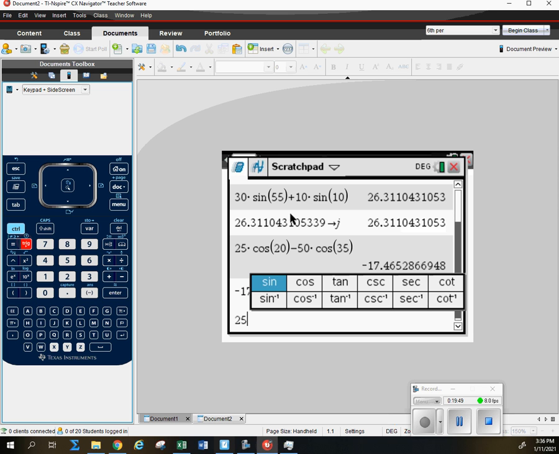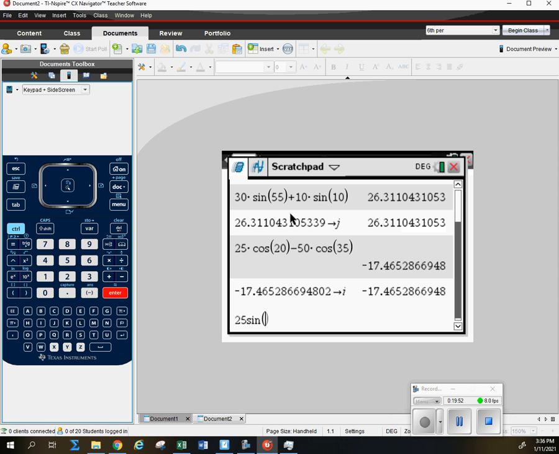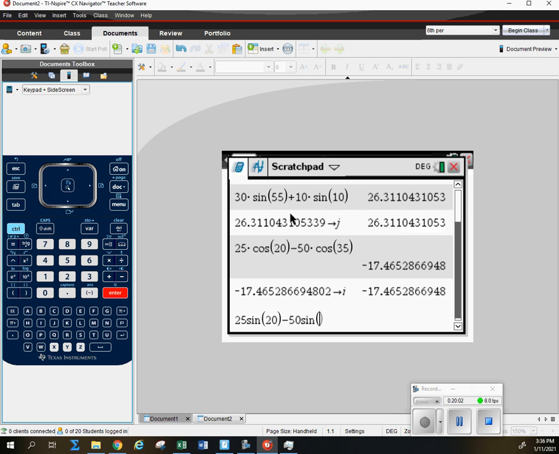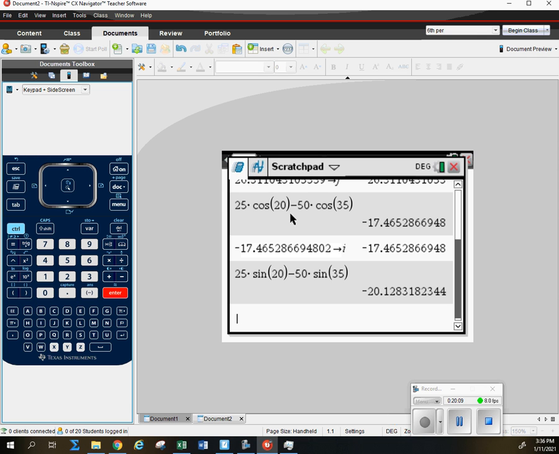So 25 sine 20 degrees, get outside that parentheses, minus 50 and sine of 35 degrees, and enter. And this is my new j hat. It is also negative, so I want the calculator to remember that. So control and store it.